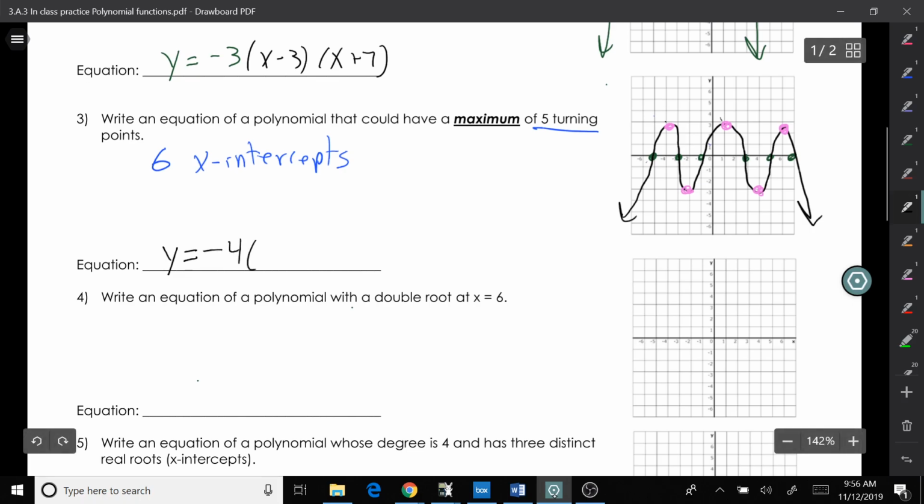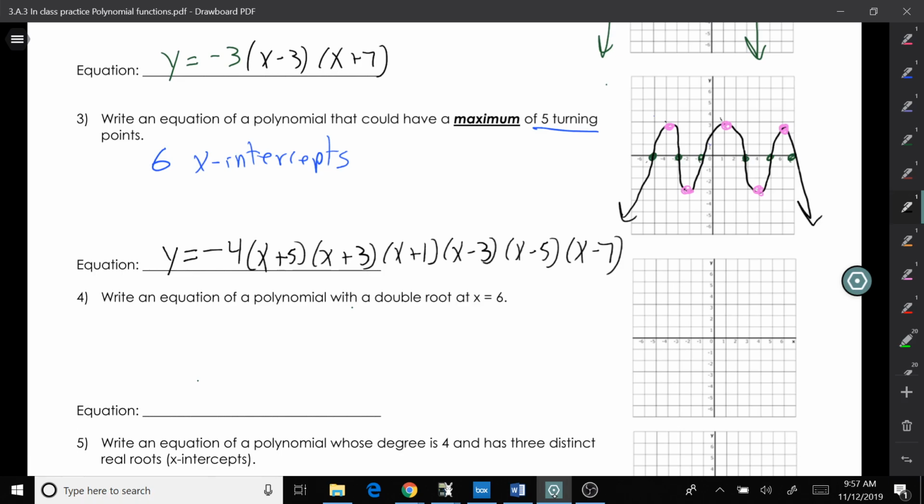And then I'm just going to write my 6 x-intercepts in intercept form. We had x plus 5 for this one. This one is at -3, so it's going to be x plus 3. This x-intercept is at -1, so it's going to be x plus 1. This x-intercept's at +3, so x minus 3. This one is at +5, so x minus 5. And this last one is at +7, so x minus 7.